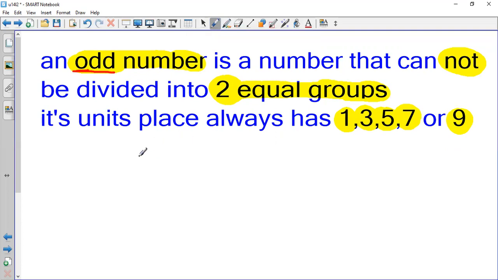Like what? 463 ends with 3. The units has 3, so it is an odd number. 705 ends with 5. Its units has 5, so it is an odd number.